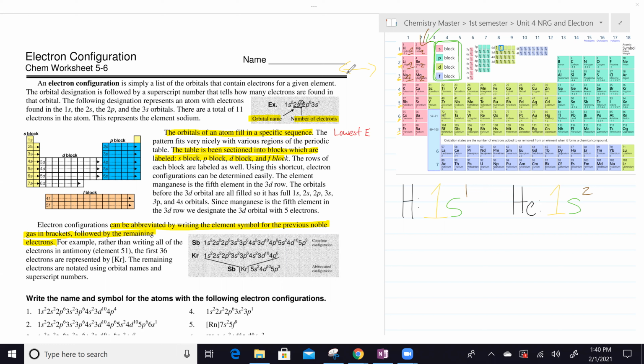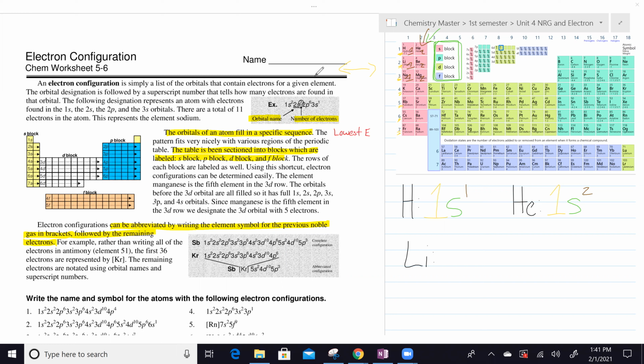Now, here's the good thing. If I go past that, I always have to cover hydrogen and helium. 1S2 covers hydrogen and helium. So let's do one further out. Let's do lithium. Here's where it gets not tricky, but you just have to think about these steps.